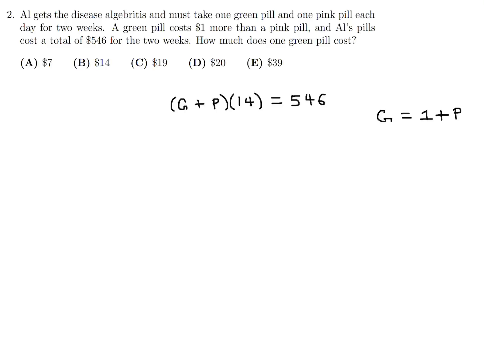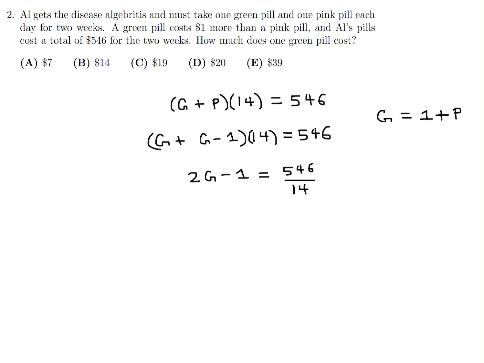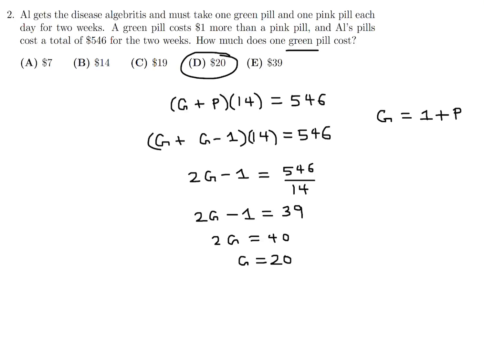So we can put that into our formula for P. P would be basically G minus 1, times 14, is equal to 546. So this becomes 2G minus 1, and we have 546 divided by 14. 2G minus 1, 546 divided by 14 is 39. So 2G is equal to 40, and therefore G is equal to 20. So each green pill costs $20. So number 2, the answer is D.